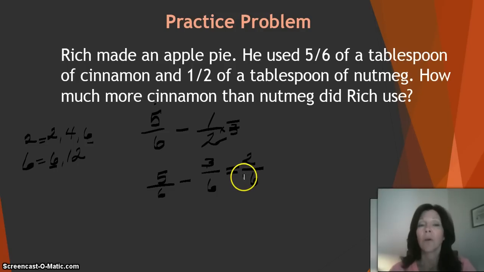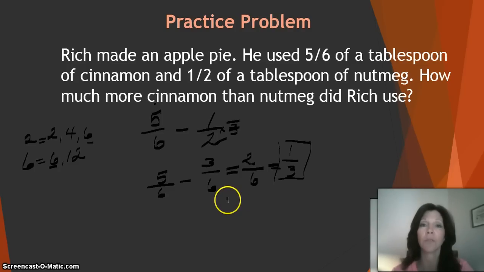Now, if you need to reduce, you find that common number that's going to divide into both of those. So what is a common number that divides into both 2 and 6? The common number that divides into both of those is 2. 2 divides into 2 one time. You'll get a 1. 2 divides into 6 3 times. Your reduced fraction is 1/3. And your answer is Rich used 1/3 more cinnamon than he did nutmeg.